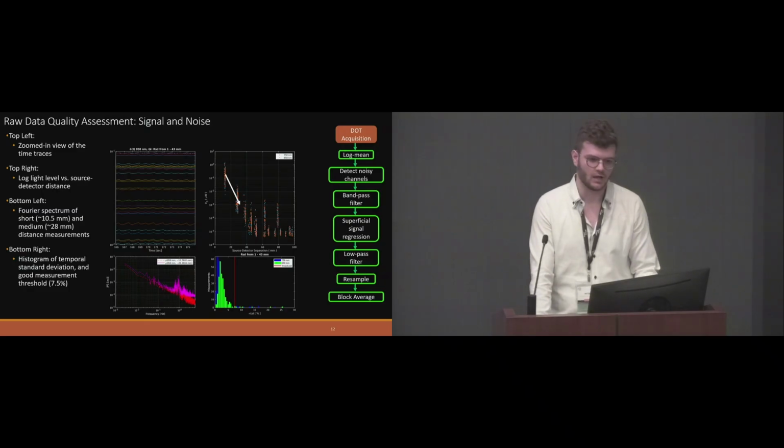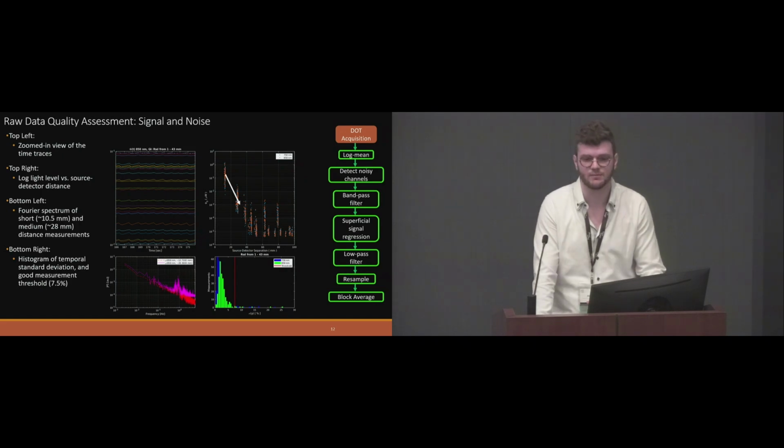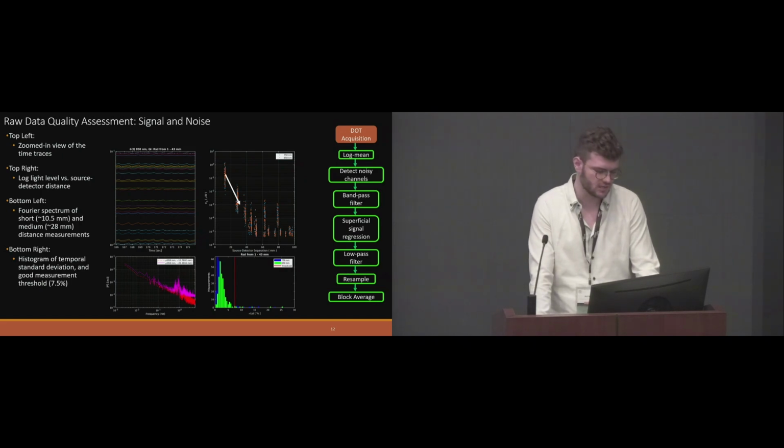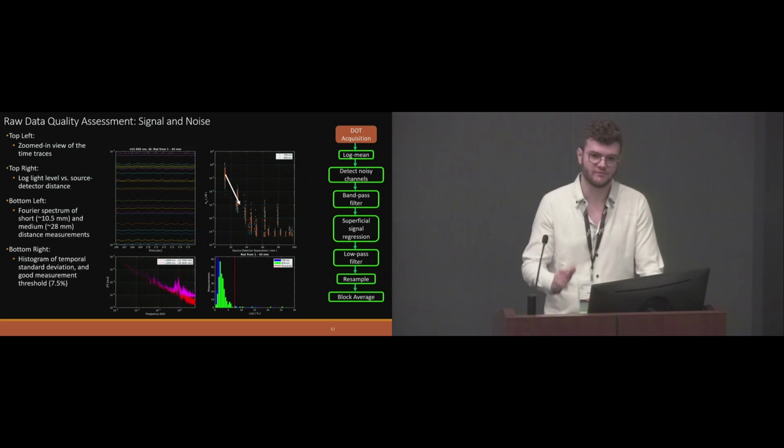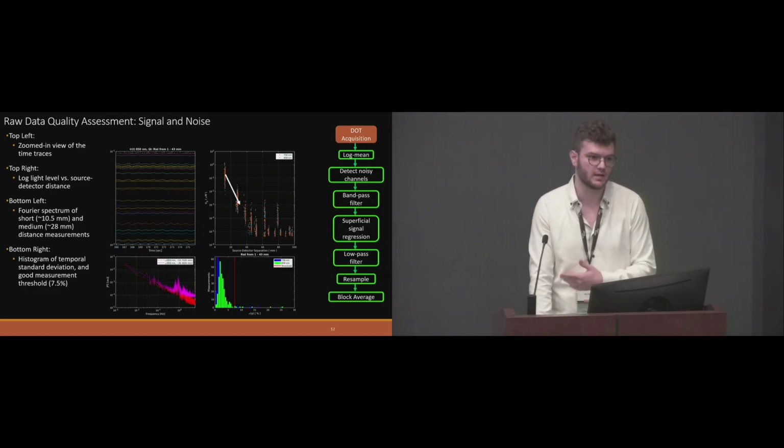We have a threshold set at 7.5% of the standard deviation of the data, and that is our cutoff for whether or not a measurement is deemed good. Anything to the left is good, anything to the right is a bad measurement.